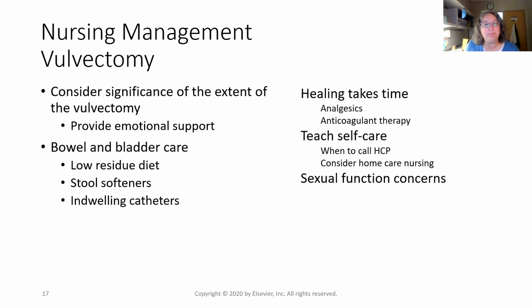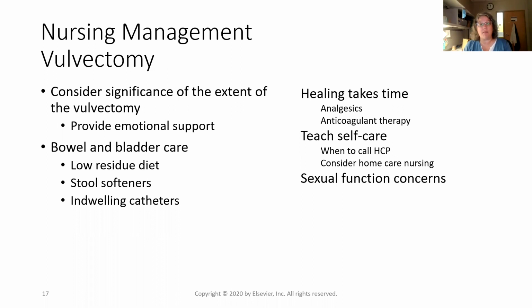For a vulvectomy, we need to consider the significance of the extent of the vulvectomy and provide emotional support. Because this is in the perianal area, there is going to be bowel and bladder care associated with this. We are not going to be wanting them to have large, hard stools by any means. So they're going to be using stool softeners, a low residual diet, as well as indwelling catheters. Healing may take a long time.